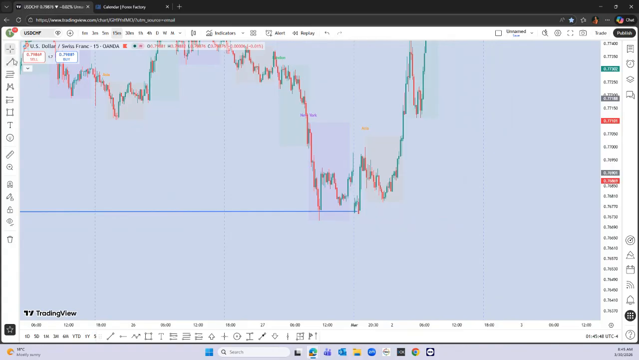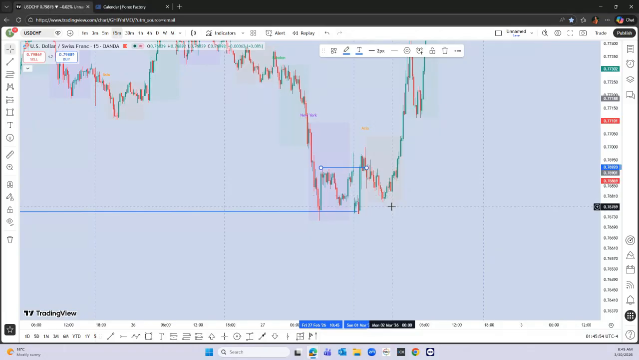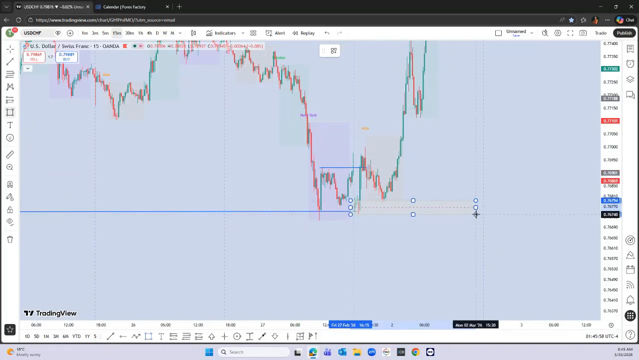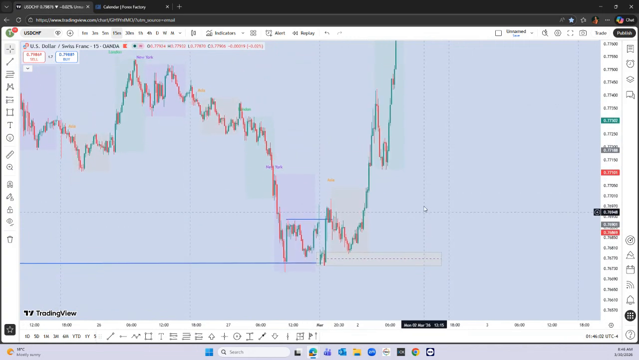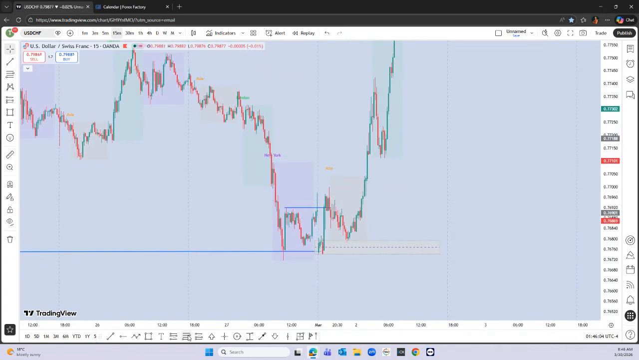And here we have shift in market structure. Okay, shift in market structure. And the price retraces to the order block. So this is the order block level. And you have your very nice entry here during the London kill zone, the New York kill zone, the Asian kill zone. So that's how you get your long entry.